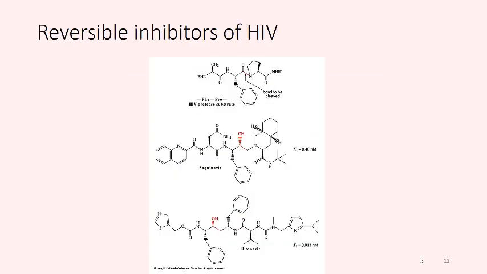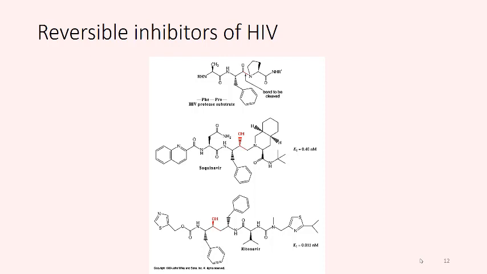Inhibitors can either be reversible, where they pop back off the enzyme, or irreversible, where they make a covalent bond to the protein and are permanently attached. Some examples of reversible inhibitors, which we'll talk more about next time, are reversible inhibitors of HIV protease, which is an enzyme found in the HIV virus.